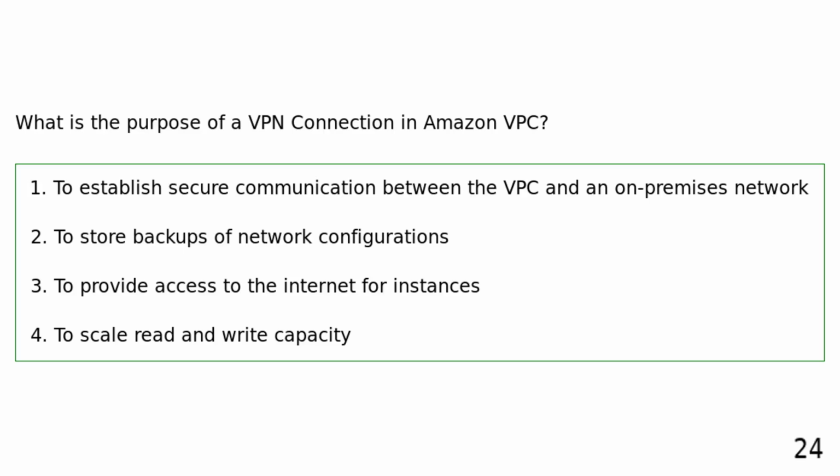What is the purpose of a VPN connection in Amazon VPC? To establish secure communication between the VPC and an on-premises network. To store backups of network configurations. To provide access to the Internet for instances. To scale read and write capacity.